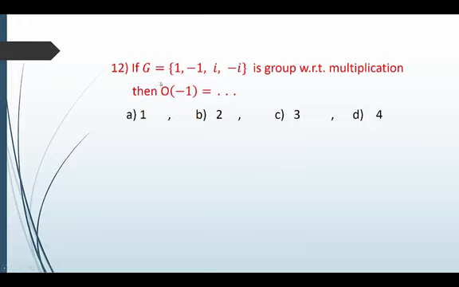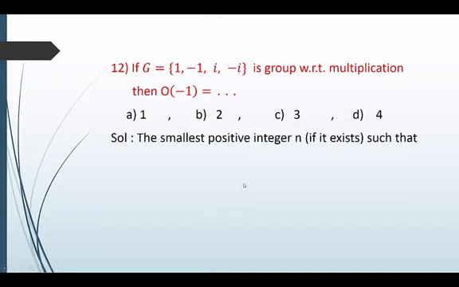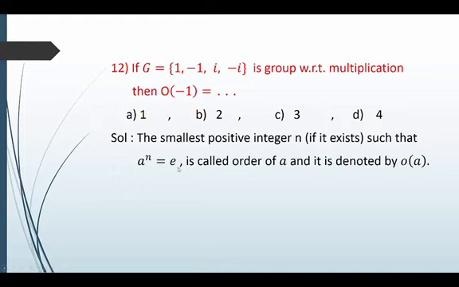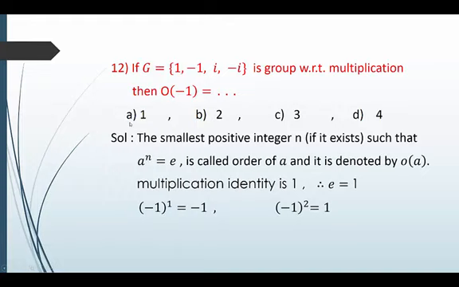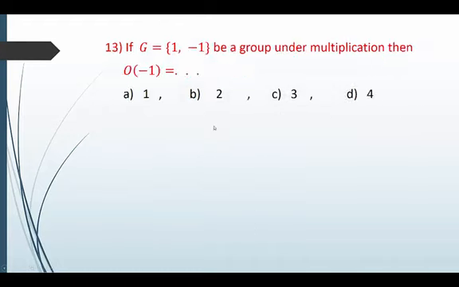12. If G equal to {1, -1, i, -i} is a group with respect to multiplication, then order of -1 is ___. Again write down the same definition: a raised to n equal to identity, then n is called the order of element a. Now here the operation is multiplication, so the multiplicative identity is 1, means e equal to 1. Now -1 raised to 1 is -1, not equal to identity 1. -1 square is +1, equal to identity 1, means order of -1 is 2. Answer is B, option 2.